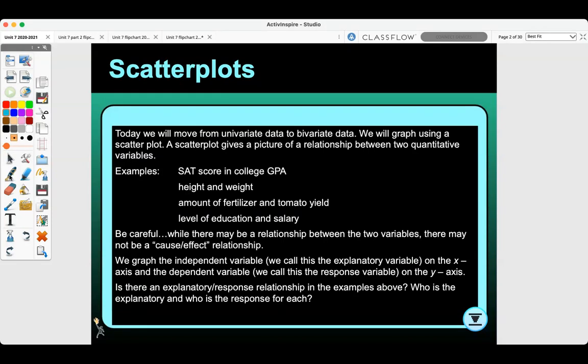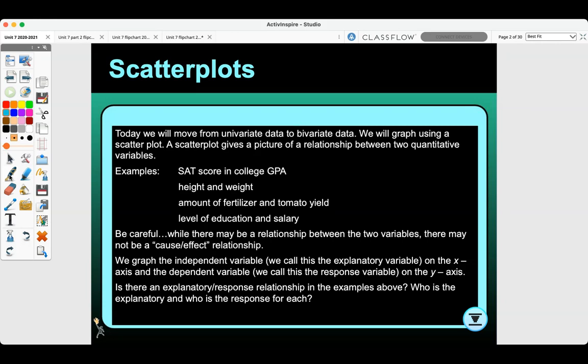Today we're going to talk about scatterplots and correlation. Today we will move from univariate data to bivariate data. We will graph using a scatterplot. A scatterplot gives a picture of the relationship between two quantitative variables.